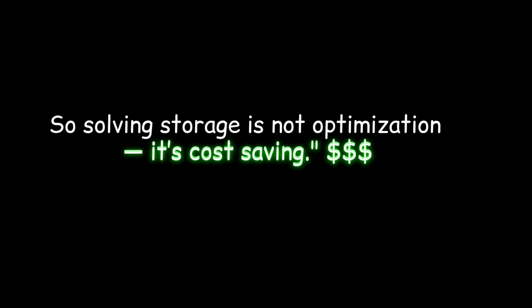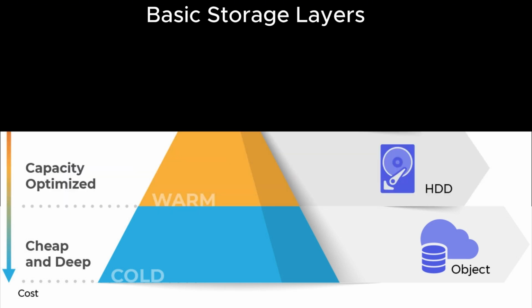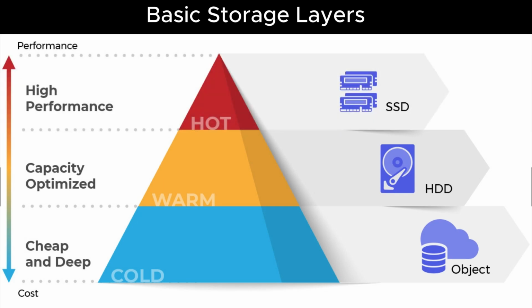Before jumping into types, think of AI storage as layers. Cold storage, that is cheap and deep, where raw data lives. Warm storage, capacity optimized, where training data is accessed. And then you have the hot storage. This is high performance, where data is processed in real time. Now, the closer storage is to the compute, the faster it is because of low latency, but it's again more expensive. So, designing an AI system is about balancing of cost, performance, and scalability.